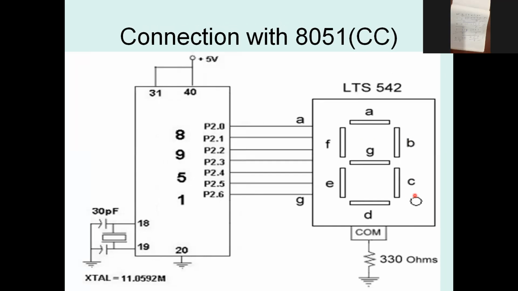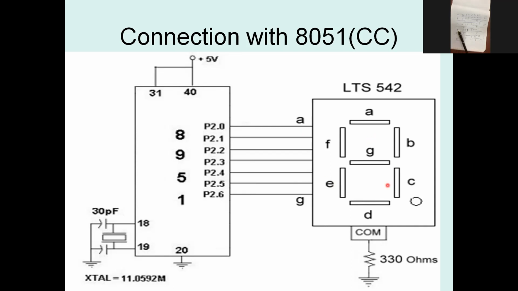Similarly, this is called common cathode mode. In common cathode mode, the common terminal is connected with ground. Similarly, the rest of A to G are connected. If I want to display 0, what will be the value? If I give 3F, then it will display 0. If I give 06, then it will display 1. B and C will glow.